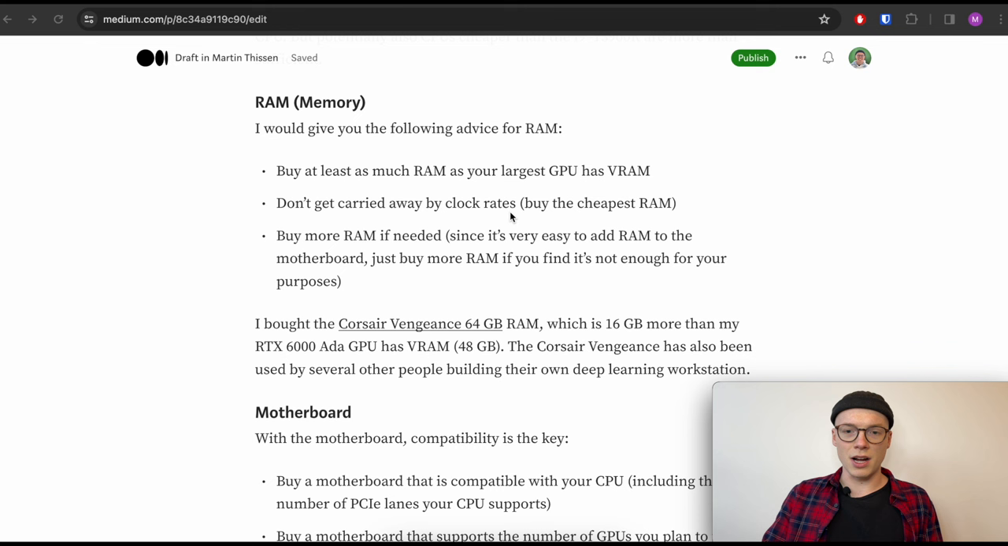And a third thing, if you're unsure how much RAM you actually need, just keep in mind that you can still add RAM later. It's very easy to add on your motherboard at a later time. So maybe first get as much as you think you need at least. And if that's not enough, just buy more.